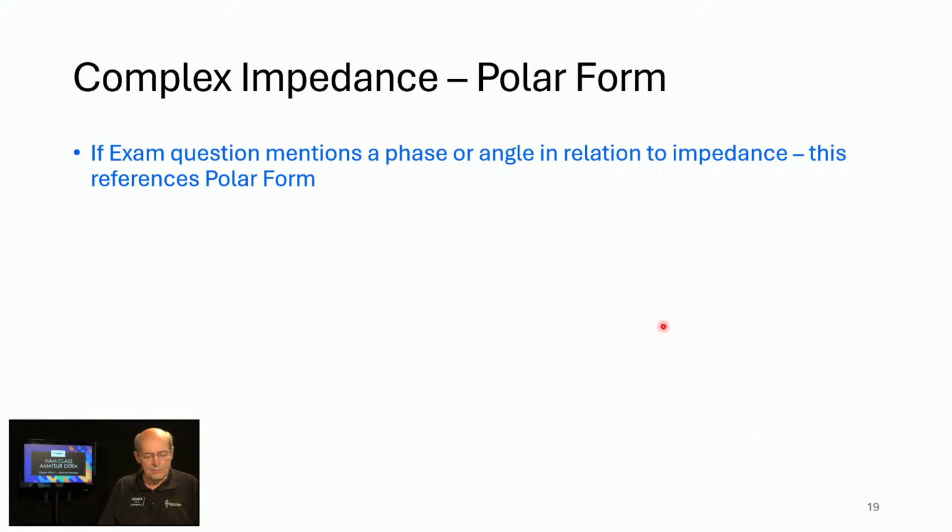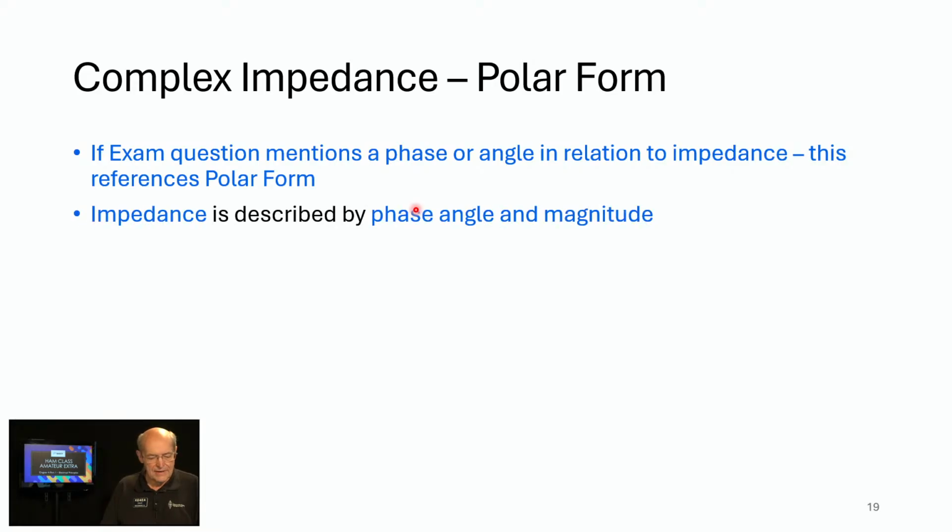A little bit more on polar form. If an exam question mentions a phase or angle in relation to impedance, this references polar form. And this can be important in decoding some of the pool questions. An angle is going to mean polar. An impedance is described by phase angle and magnitude. We're taking some of what we talked about and putting it directly into the context of the pool questions.